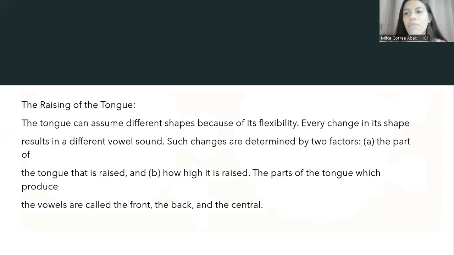The second part of the classification is the raising of the tongue. The tongue can assume different shapes because of its flexibility. Every change in the shape results in a different vowel sound, and the change is determined by two factors: A, the part of the tongue that is raised, and B, how high it is raised. The parts of the tongue which produce the vowel are called the front, the back, and the center.